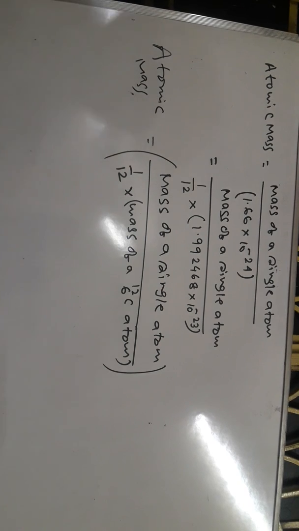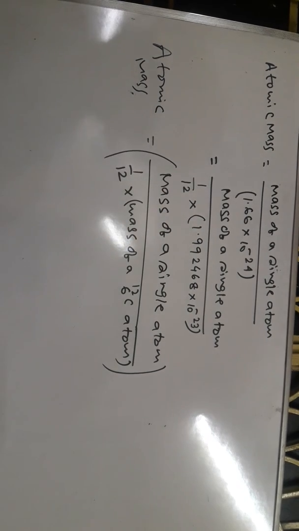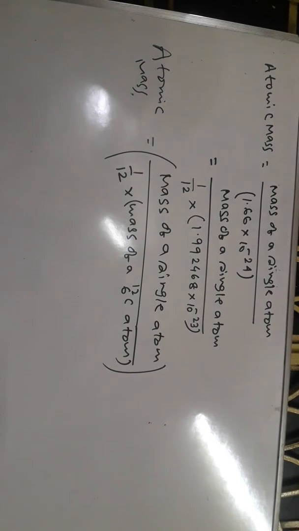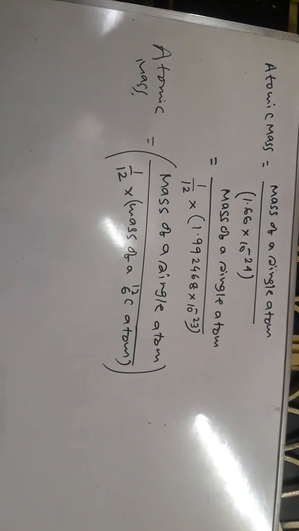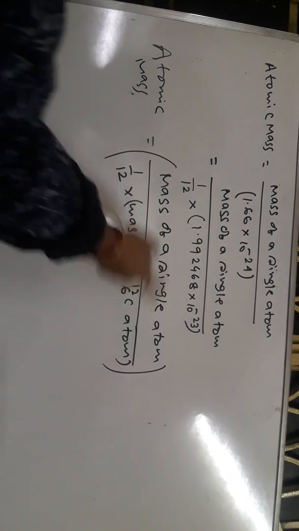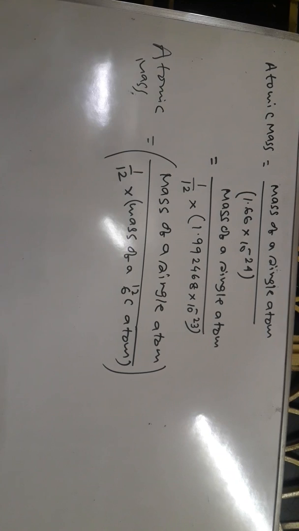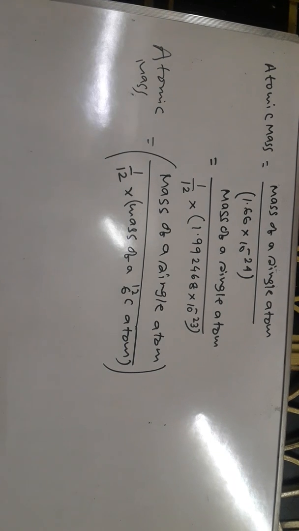How do you do that? Mass of a single atom divided by 1 by 12 into the mass of a 6C12 atom. That is, how many times heavier it is than 1/12 of the mass of a 6C12 atom. Believe me, many students don't understand this. Why is this definition taken?